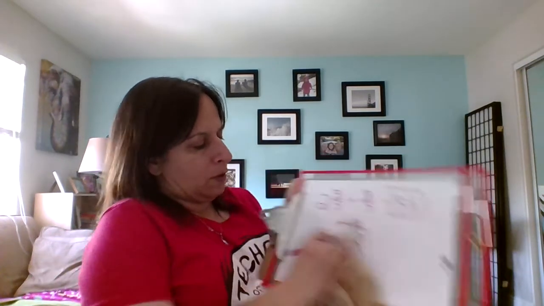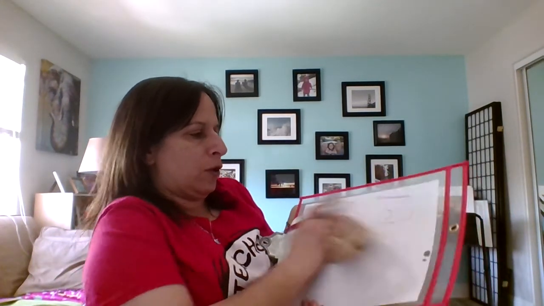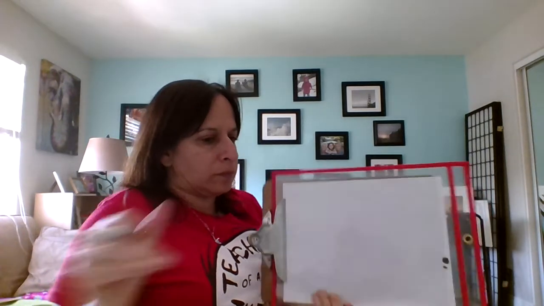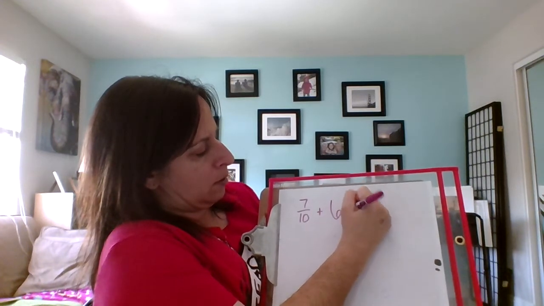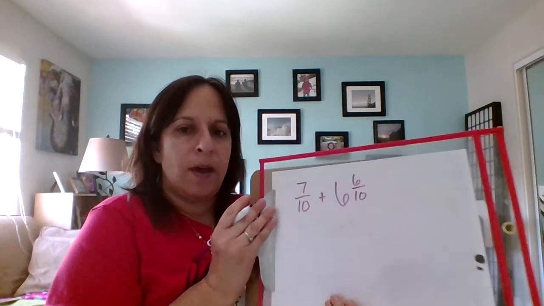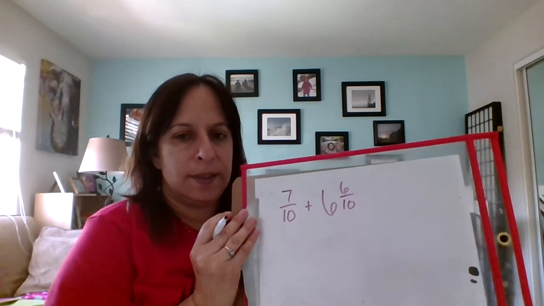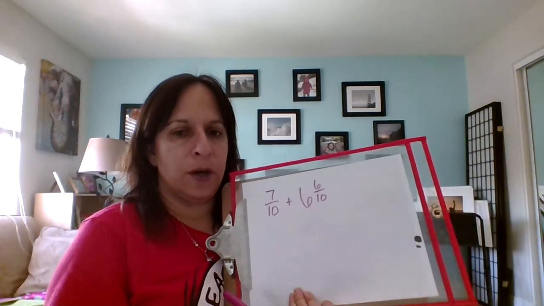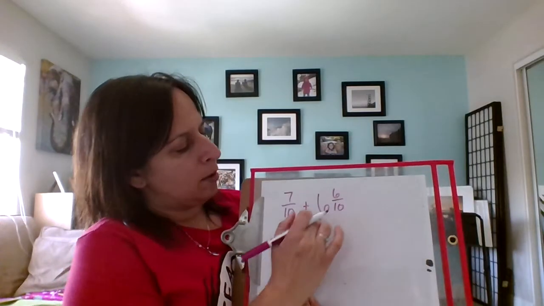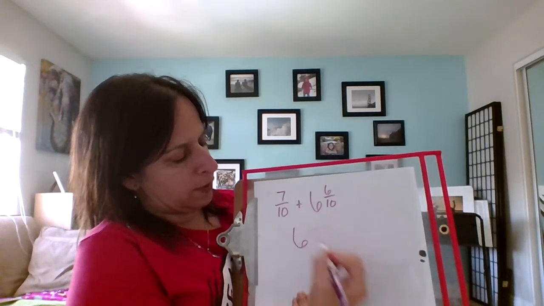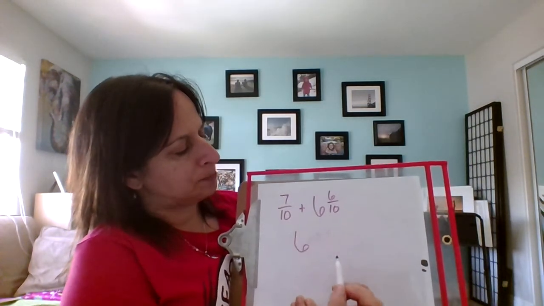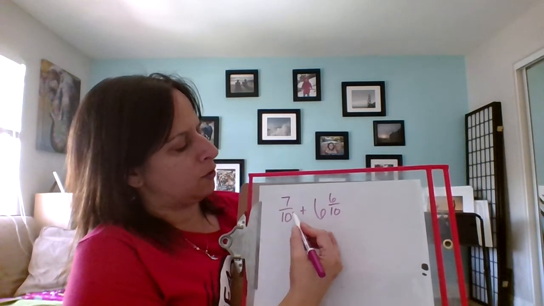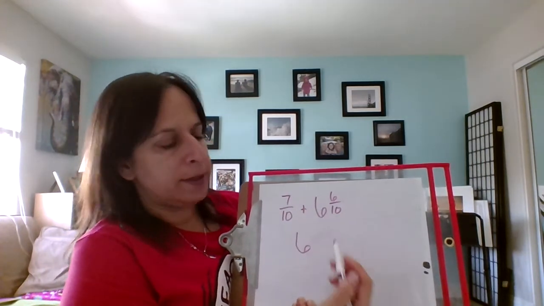Okay, so let me show you another way. You might see it like this. Okay, 7/10 plus 6 and 6/10. So what is the first thing I do? I look for my whole number, 6. Then I tell myself I'm going to look for my fractions. They're both same denominator, so I'm going to add the top. 7 plus 6.